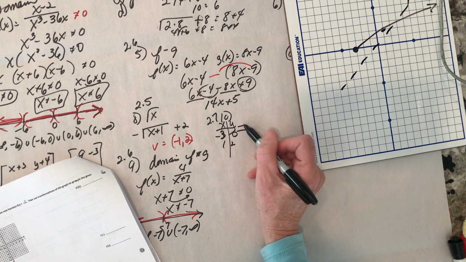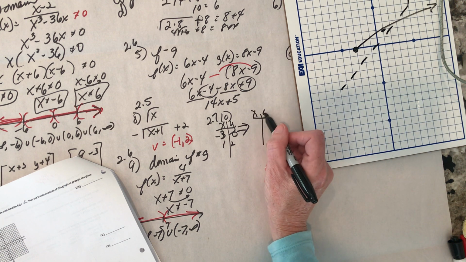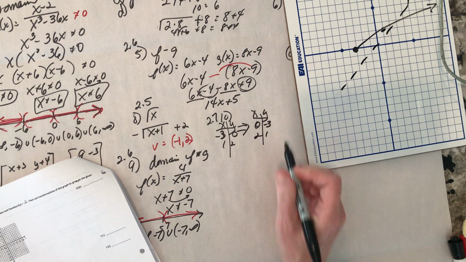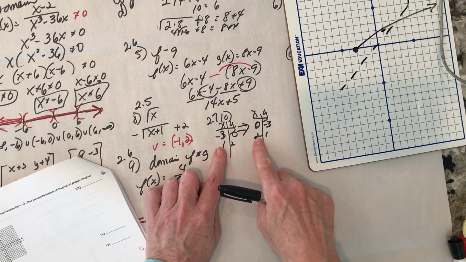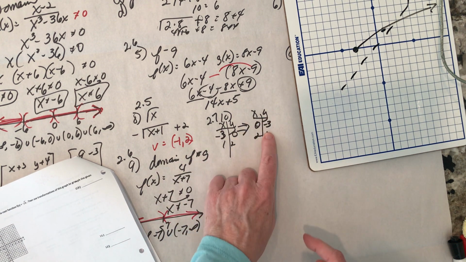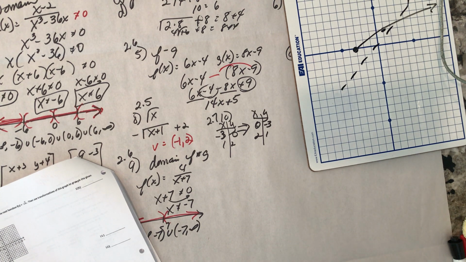If we're worrying ourselves about an inverse, we're just going to swap those numbers out. So 0, negative 3, and 2, 1. The y's get up and move into the x spots. The x spots get up and move into the y spots for inverse.